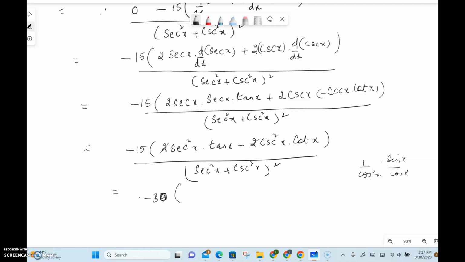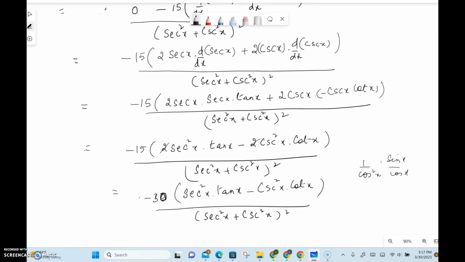so therefore we just write it as negative 30 secant squared of x tangent of x minus cosecant squared of x times cotangent of x, whole divided by secant squared of x plus cosecant squared of x the whole squared.